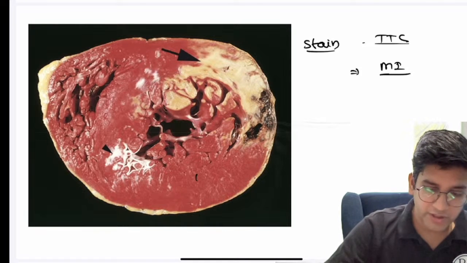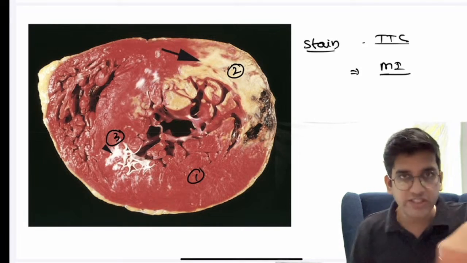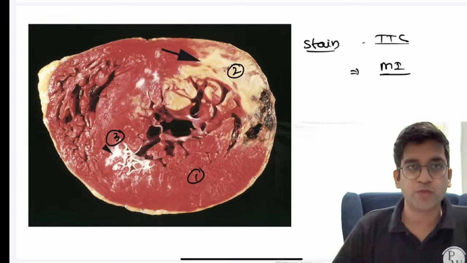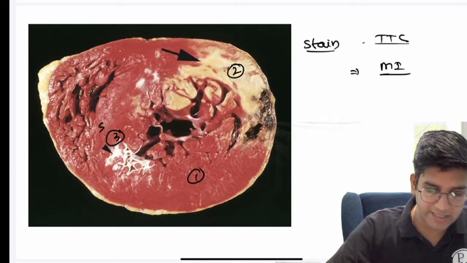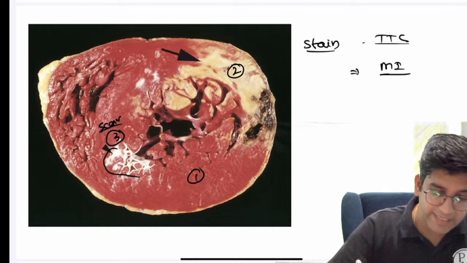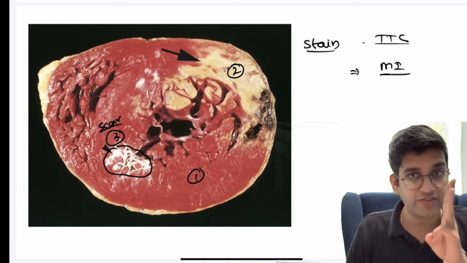I have 3 pointers here. Let's mark 1, let's mark 2, and let's mark 3. Which of these 3 is a scar tissue? 1, 2, or 3? Which is scar tissue? Obviously, third is a scar tissue. When something is completely white in color, extremely white, it's scar tissue, right? 2 is not scar, 3 is scar.